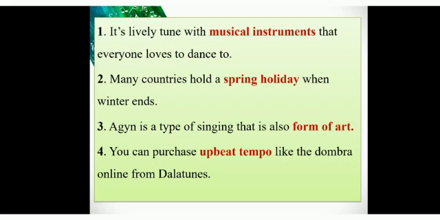The second sentence. Many countries hold a spring holiday when winter ends. The third sentence. Ғ Н is a type of singing that is also a form of art. The fourth sentence. You can purchase upbeat tempo like the Dombra online from Dollar Tunes. I think you filled every sentence correctly.